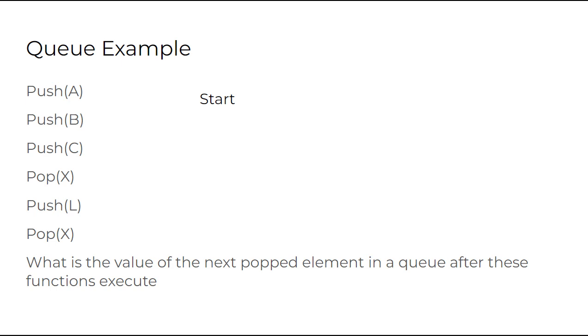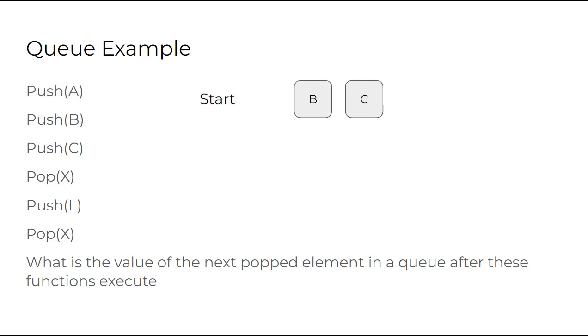We have the start of our queue here in the middle of the screen, and we'll push A to the queue. So A goes to the front of the queue. Then we'll push B, and essentially this is like you're waiting on line to buy something. A is in front, B is behind. We'll push C, and C will be behind B. And then we're going to pop from the front first, so we'll pop A first.